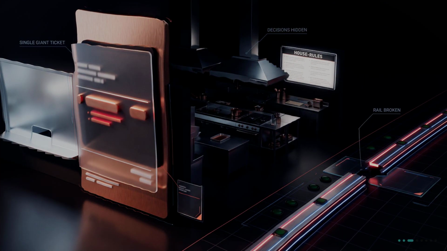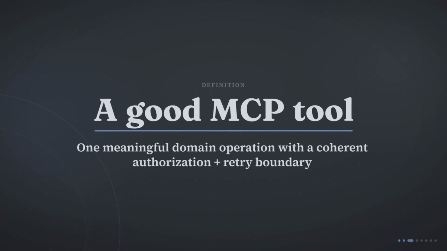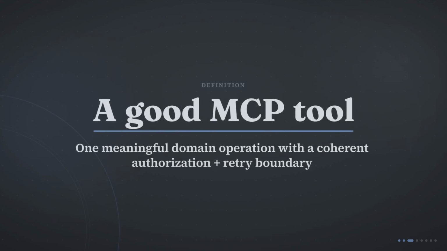But don't swing to the other extreme. A single run entire company tool, one line item that says cater everything, hides every decision, prevents useful approval boundaries, and becomes nearly impossible to test. A good MCP tool is one meaningful domain operation with a coherent authorization and retry boundary.